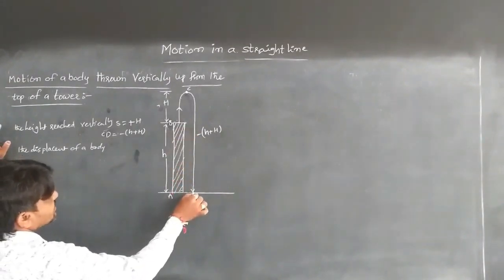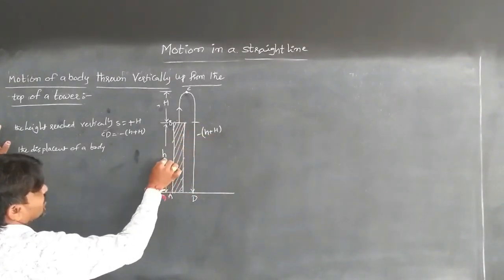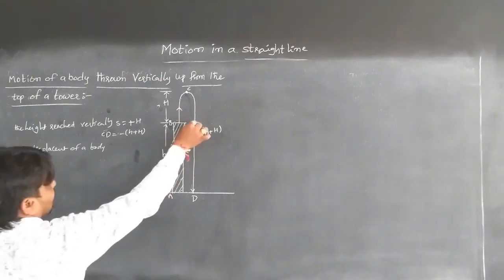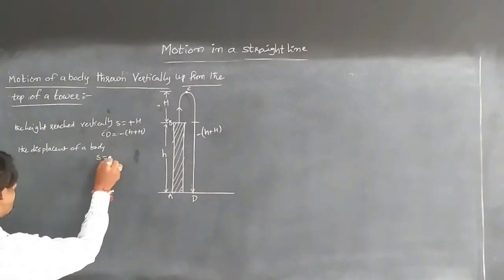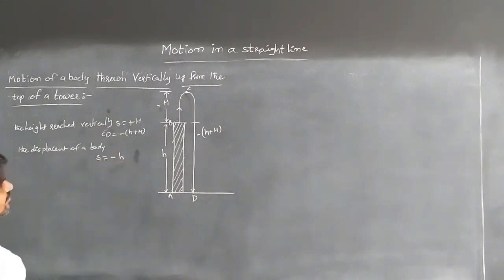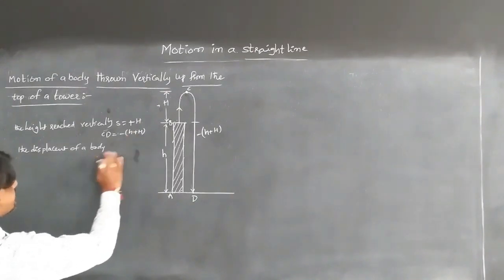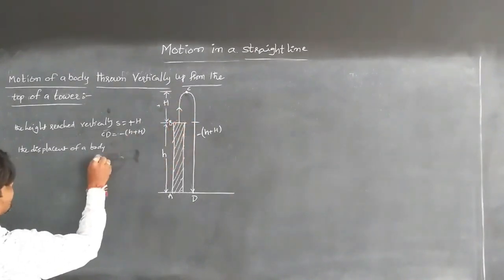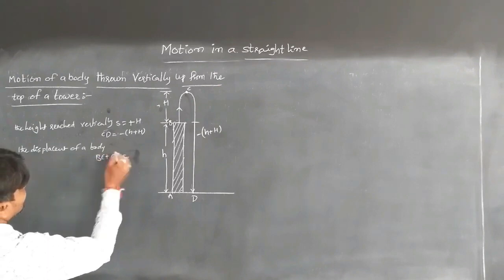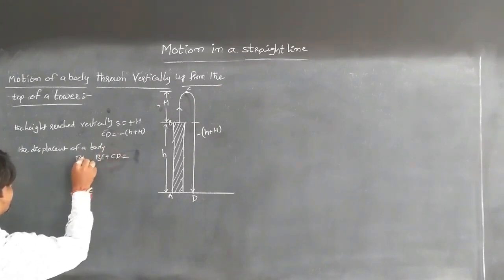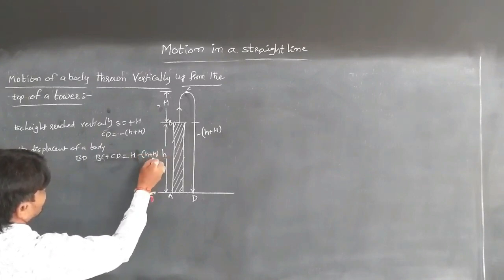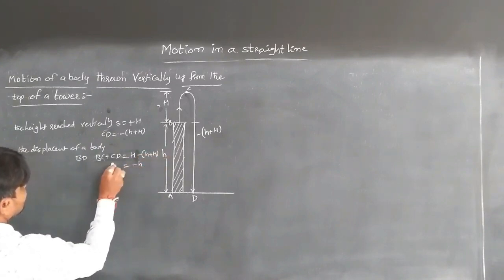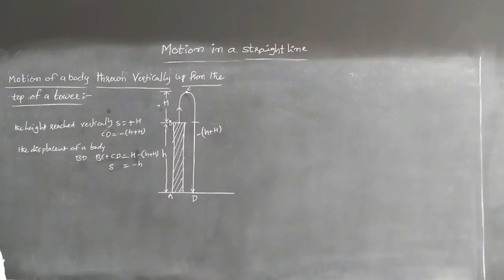B to D means here the distance is equal to h, and the body displacement is in this direction, so we can consider s is equal to minus h. We can get the same thing by adding the two displacements, BC plus CD, that is equal to h minus of h plus h, which is equal to minus h. The total net displacement s is equal to minus h.